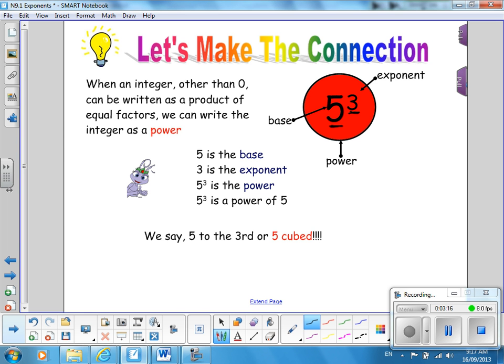We can also say that it's 5 to the third or 5 cubed. Anything that has an exponent of 3 means it had occurred 3 times, so in this case it would be like 5 times 5 times 5. And anytime you have 3 identical measures, you can make a cube from it. So an exponent of 3 we also call a cube.